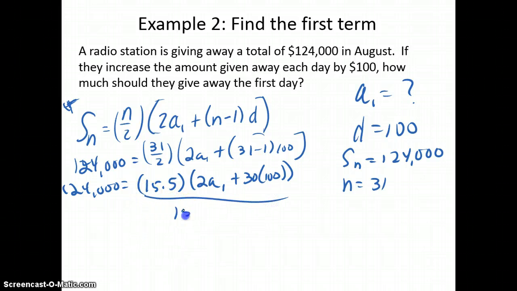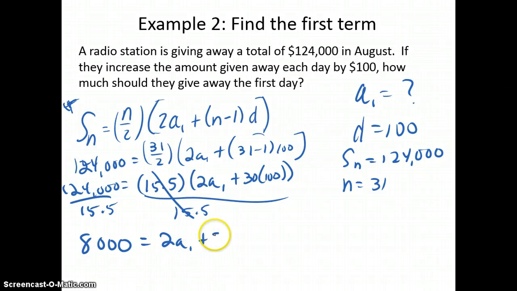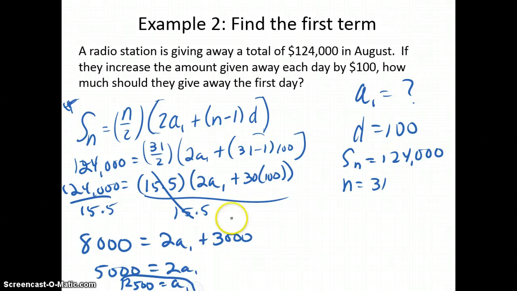Okay, I'm going to go ahead and divide both sides by 15.5 just to get rid of that piece. And when I do, I get 8,000 on the left side. These two go away. I have 2a sub 1 plus 3,000. I subtract 3,000. I get 5,000 equals 2 times a sub 1. And then I divide both sides by 2, and I get 2,500 equals a sub 1.